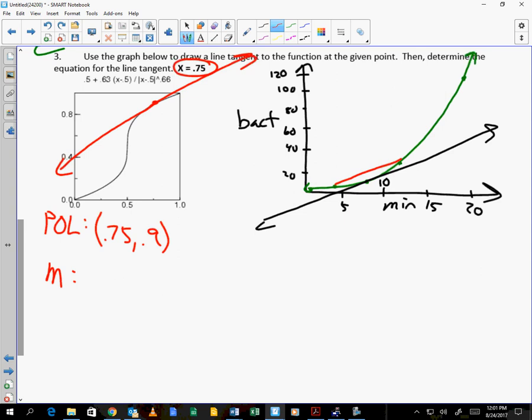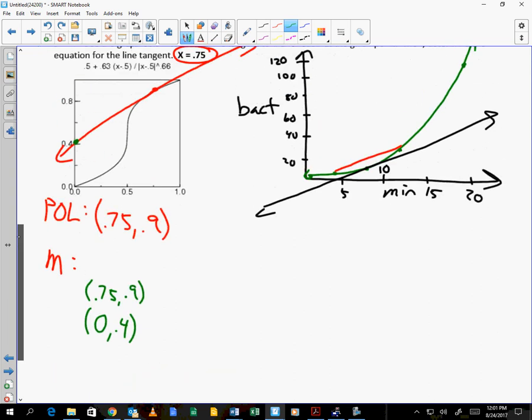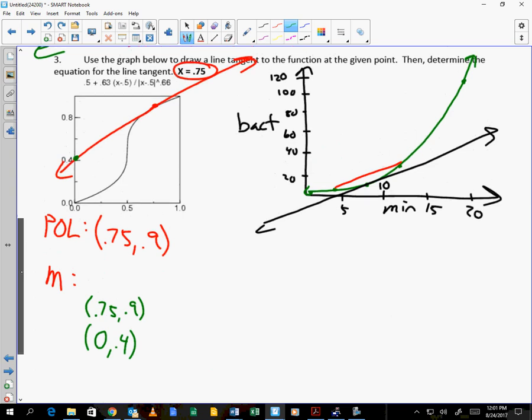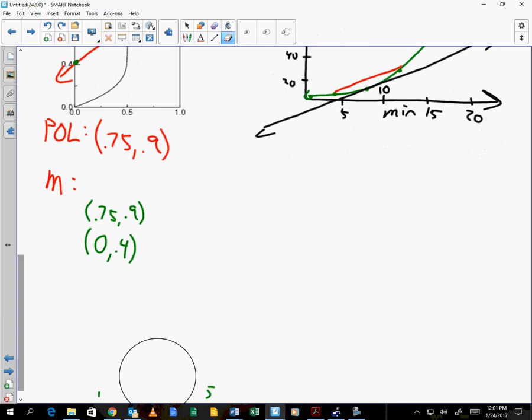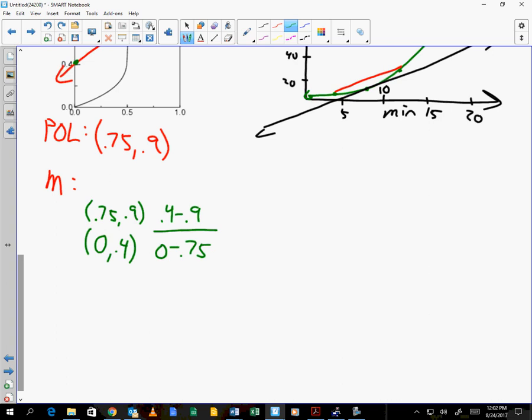How are you going to do it? How about we just pick another point? So how about we go from 0.75, 0.9, and we go over to 0, 0.4. Does that sound reasonable? Yeah, you're exactly right. The line is not just great, but it is an estimation. We're just going for an estimation here. So how do I calculate this? Can I use this to calculate slope? Yeah. We've got 0.4 minus 0.9 over 0 minus 0.75. So we get negative 0.5 divided by negative 0.75.